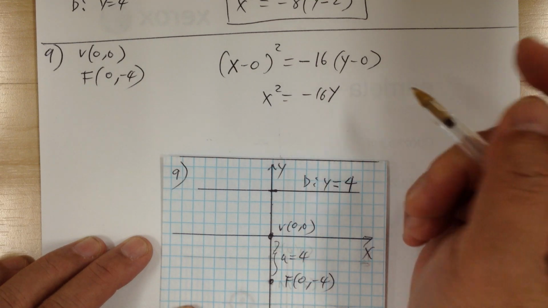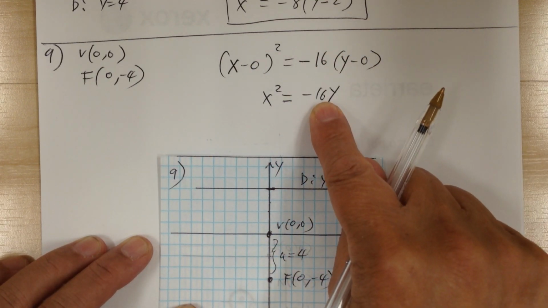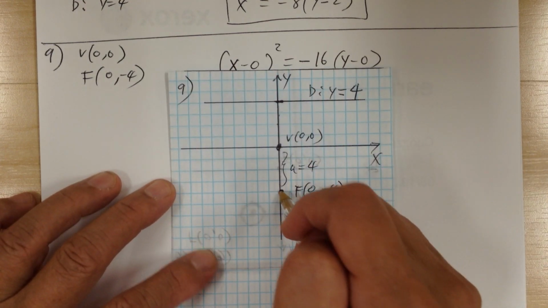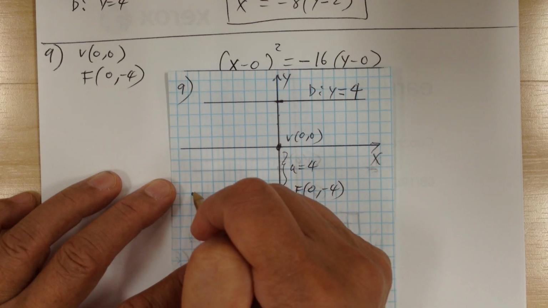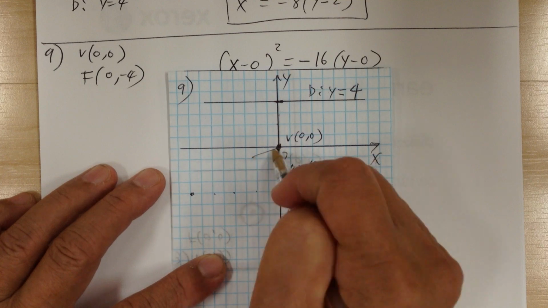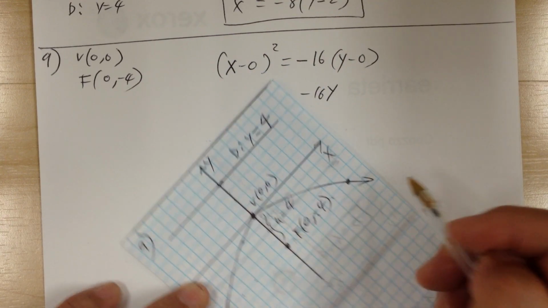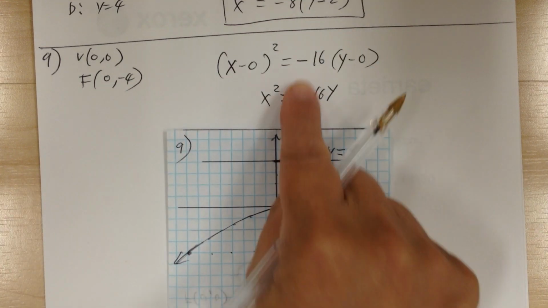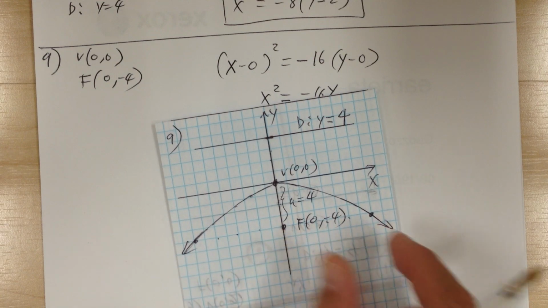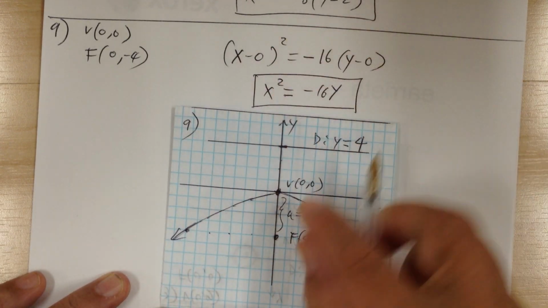Now the 16 is the opening at the F, so that means you have to go 8 on either side. From here you have to go 8, and over here you have to go 8 this way. Your graph will be like this. Again, the 16 is your opening right over here, so you go 8 this way, 8 this way, and that's your graph. So here's your equation, and that's your graph.